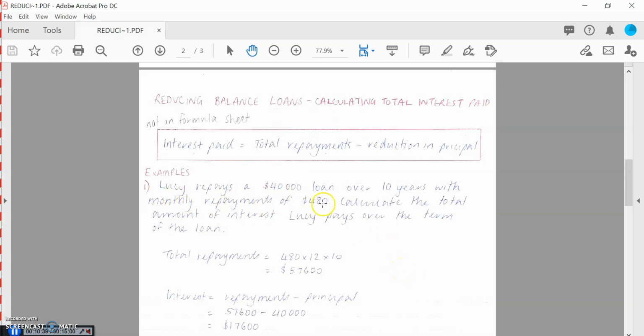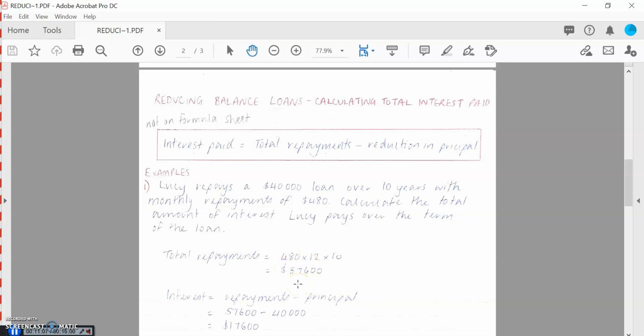Lucy repays a $40,000 loan over 10 years with monthly repayments of $480. Calculate the total amount of interest she pays over the term of the loan. So we know that over those 10 years, $480 times 12 months in a year times 10 years, she's paid back $57,600. But she only borrowed $40,000. So why has she paid back extra?